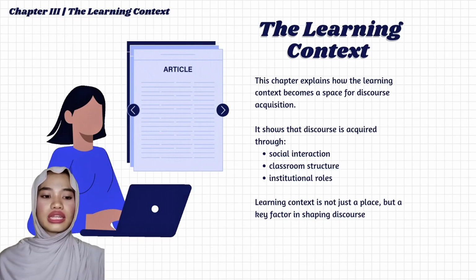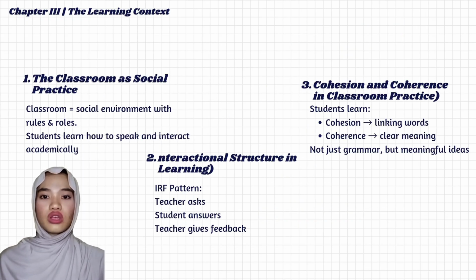And the next is the classroom as social practice and interactional structure. Building on those pillars, let's look at how they manifest in daily practice. The first one is the classroom as social practice. The classroom is a social environment governed by specific rules and roles. Here, students learn to interact academically according to institutional norms. As Barbara Johnston states, discourse does not just reflect the world, it actively constructs it.